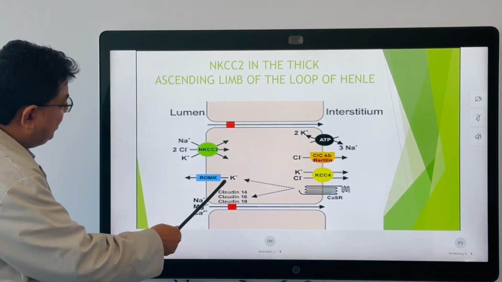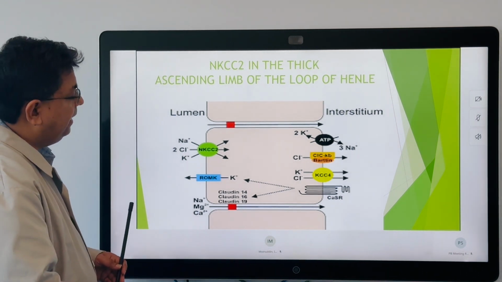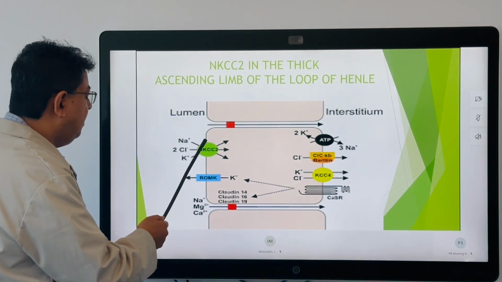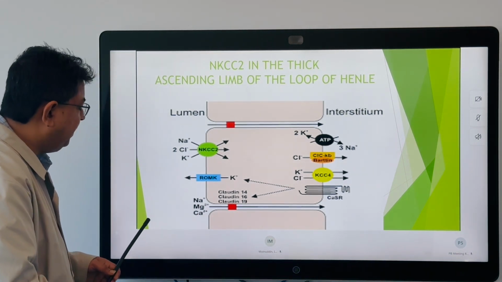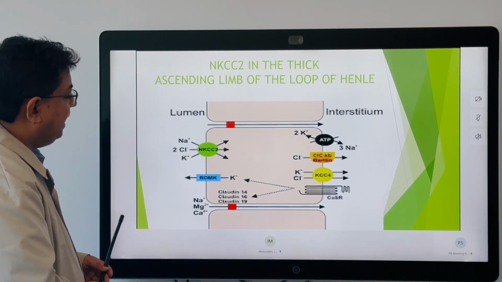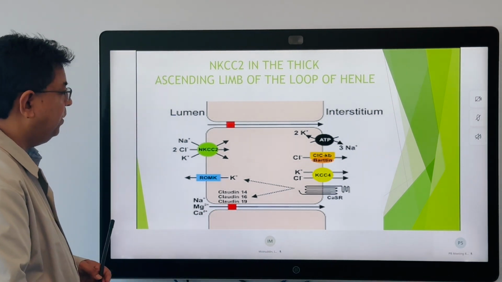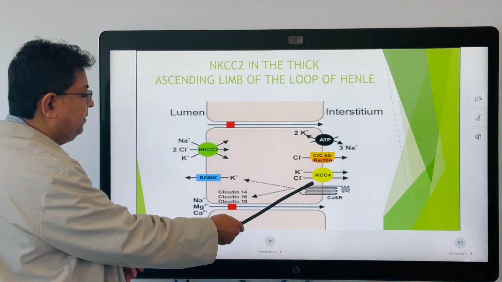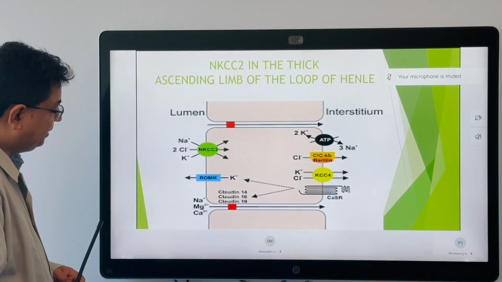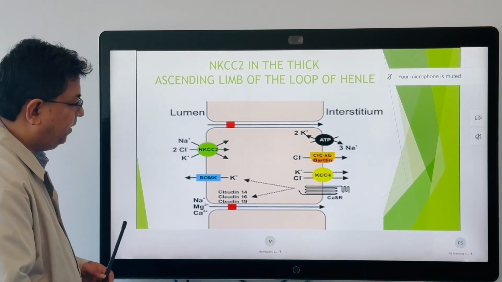The ROMK channel functions to excrete potassium into the lumen, and the calcium sensing receptor actually blocks the ROMK channel so that potassium is not excreted. There's less positive charge in the lumen and less passive absorption of calcium into the interstitium. The calcium sensing receptor reacts to the presence of calcium, so it makes sense that in the presence of calcium, passive absorption of calcium should be minimized.